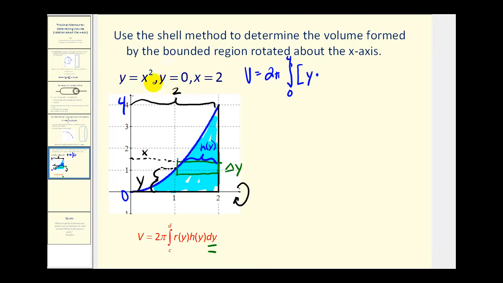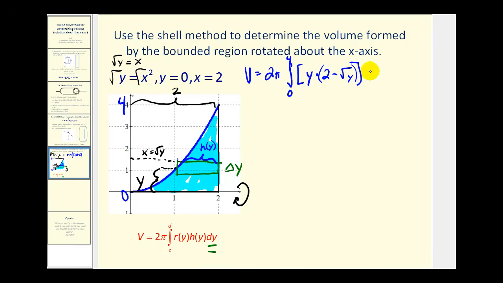So we have to take the function y equals x squared and solve it for x. We can do that by taking the square root of both sides. So we'll have the square root of y is equal to x. And since we're in the first quadrant, we'll only use the principal square root. So x is equal to the square root of y. So now if we take the value of 2 and subtract the square root of y, that will equal the height of that rectangle. So h of y is going to be equal to 2 minus the square root of y.